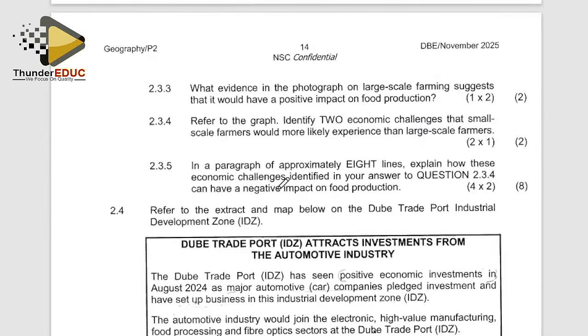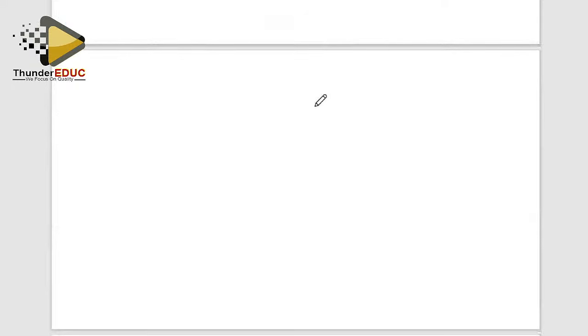Right, let's look at the last question, number 2.3.5, in a paragraph of approximately 8 lines. Explain how these economic challenges identified in your answer can have a negative impact on food production. We are going to highlight and try to explain the aspects that we have highlighted in the question, and figure out how they can hinder food production.